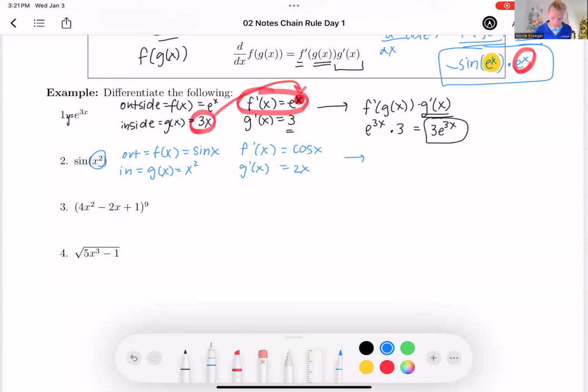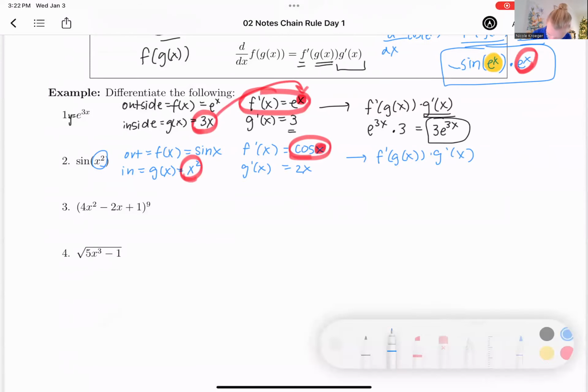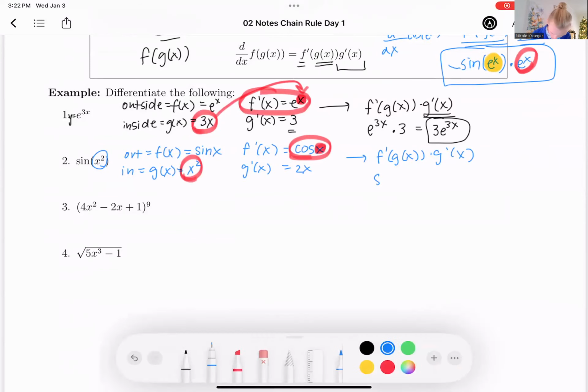If I'm going to use the chain rule here, and I will because it's a composition of functions, I have f prime of g of x times g prime of x. It's good practice to keep rewriting this formula. This one's a little bit harder to remember than the product or the quotient rule. Okay, so my f prime of g of x means I take the derivative of the outside function and I replace the x with the original inside. So I get cosine of x squared, and then I multiply all of that by the derivative of the inside times 2x.